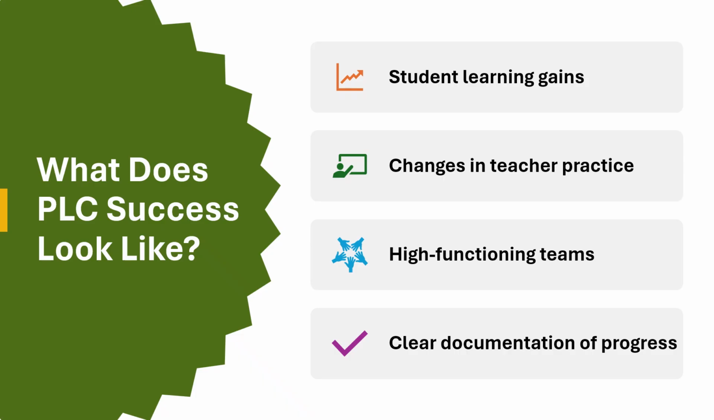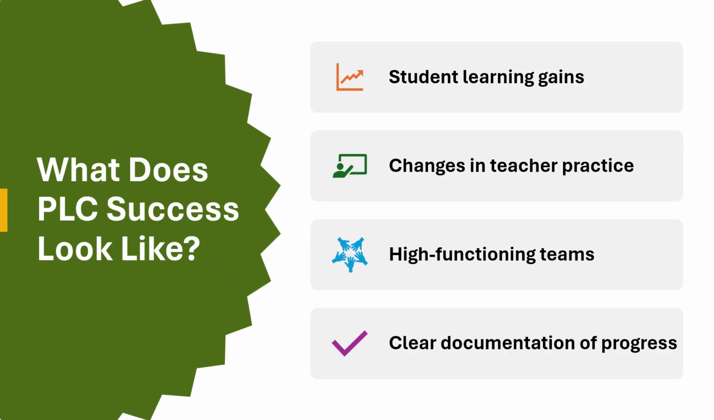The next indicator is changes in teacher practice. Collaborations within PLCs should lead to innovative strategies and methods in our teaching. This evolution is a critical measure of success of a PLC. The third indicator is looking for high-functioning teams. A successful PLC thrives on strong collaborative teams that support and challenge one another. This teamwork fosters an environment for collective growth.